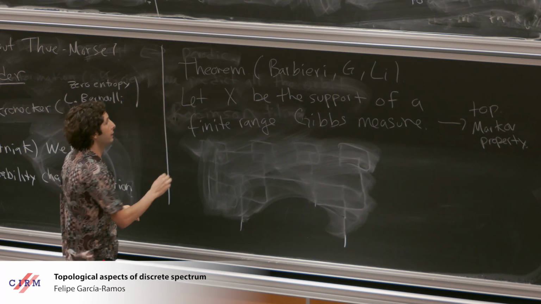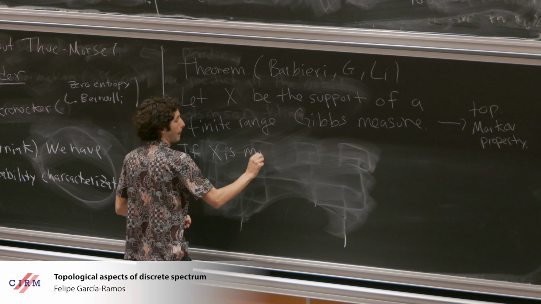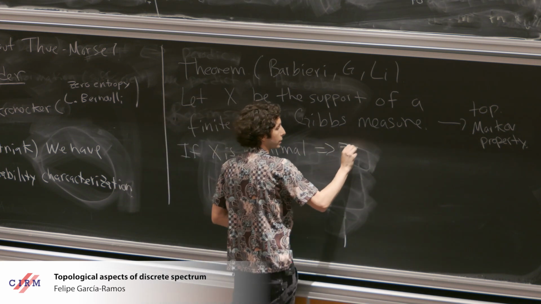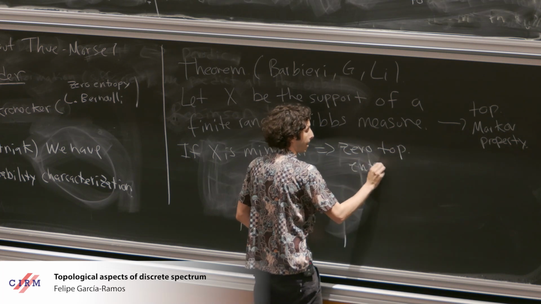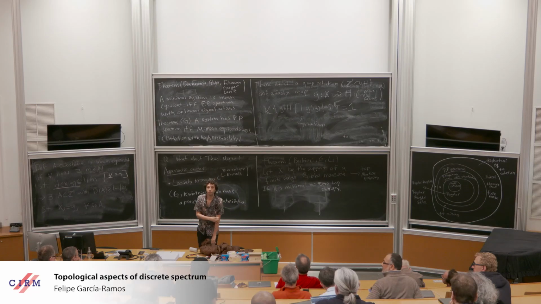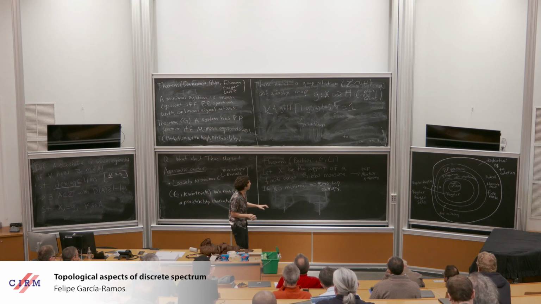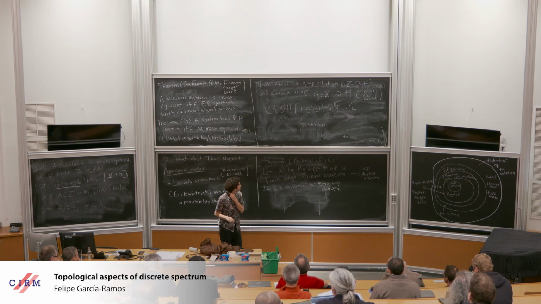And what we proved is that if X is minimal, then it has zero topological entropy. So for any finite range potential, you take the support. If the system is minimal, it needs to have zero topological entropy.